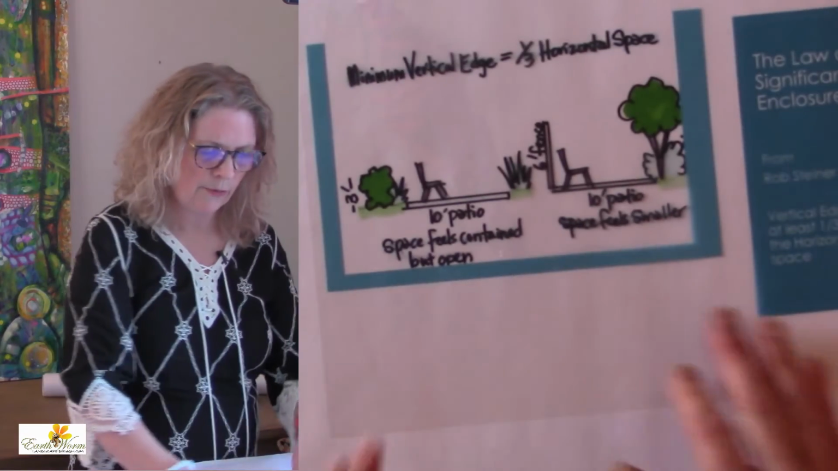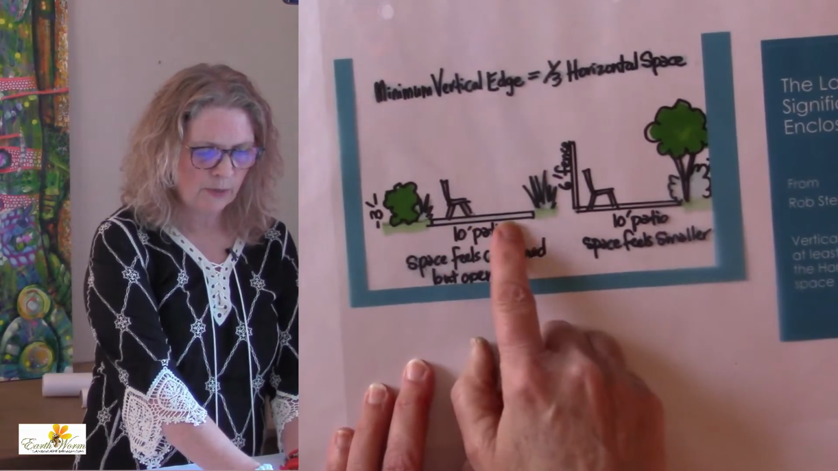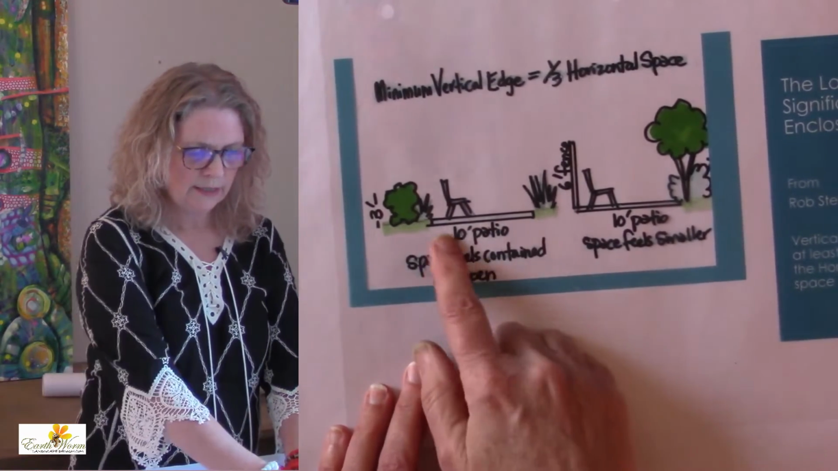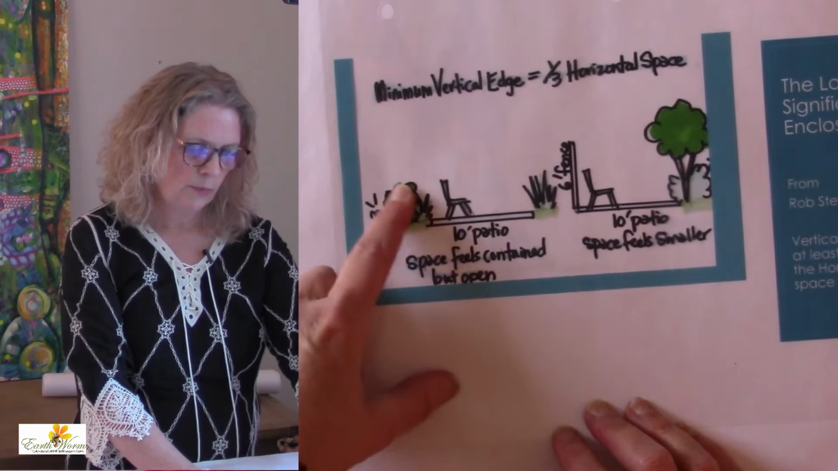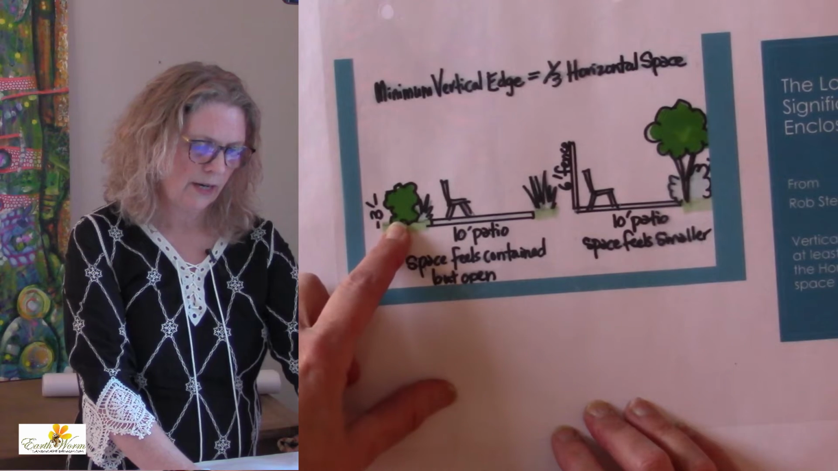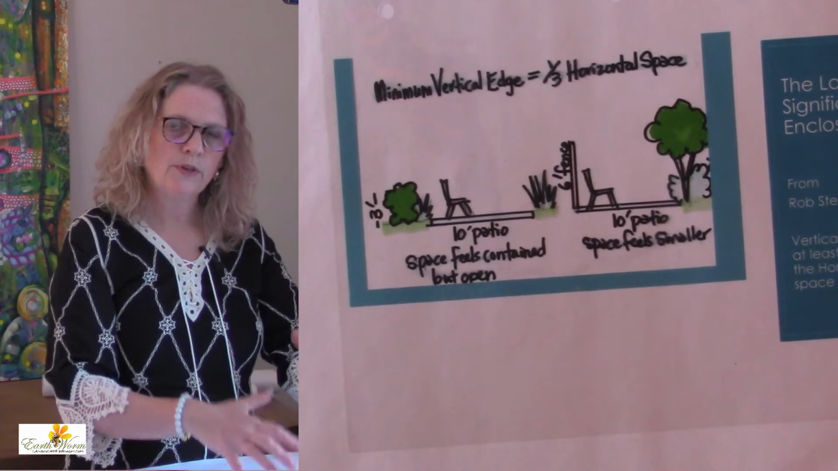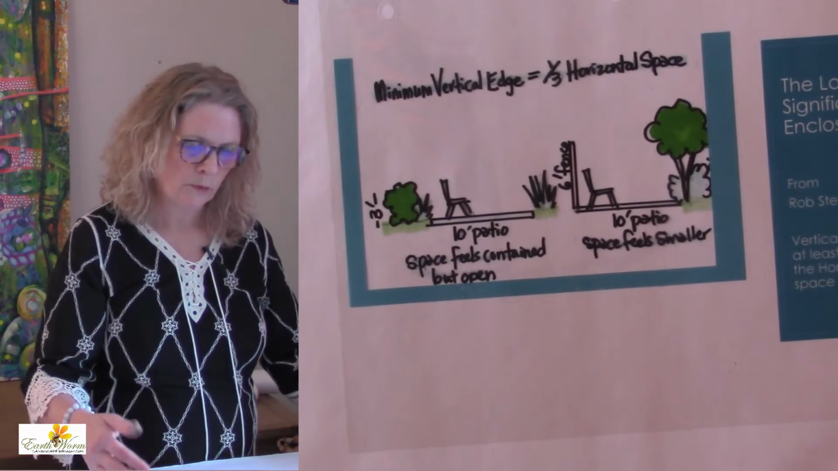And then I have another one here where we're having a smaller patio. In this case, this 10-foot patio is next to a planting area that's about 3 feet high. So that's a nice proportion again. It's 1/3 of the patio.